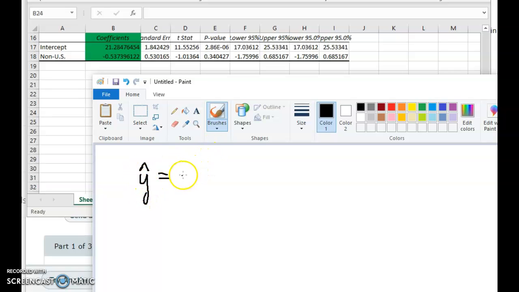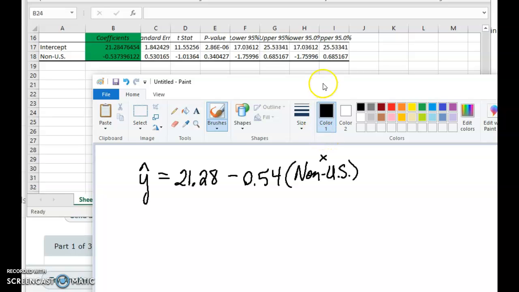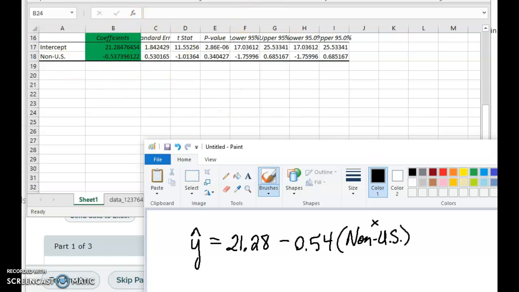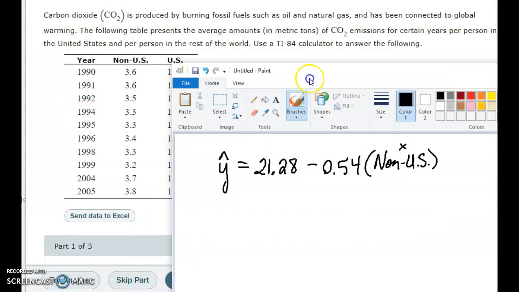And then we have our intercept of 21.28 minus 0.54, we're getting that number from right here, times the non-US variable, or if you prefer, you can just write x there if you prefer that more algebra-looking equation. So that's how you run a regression and get your equation here.